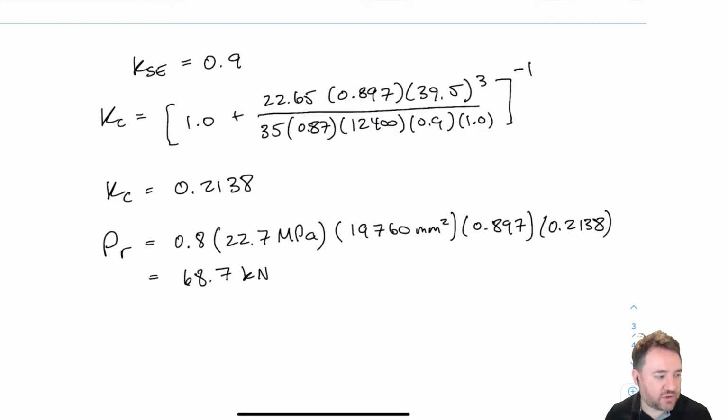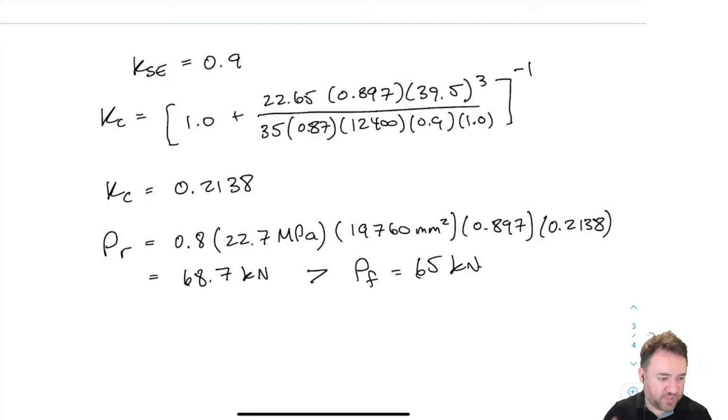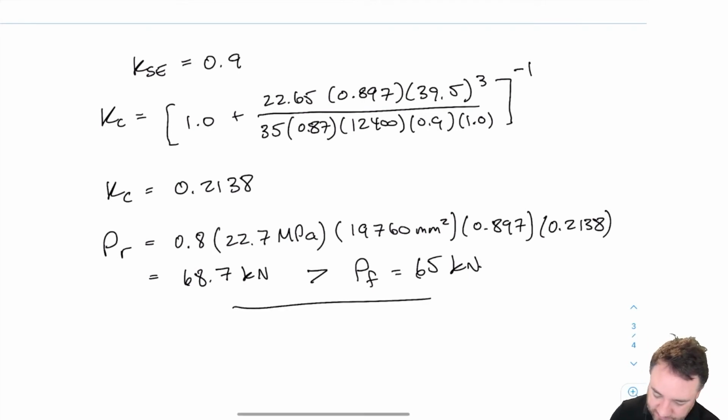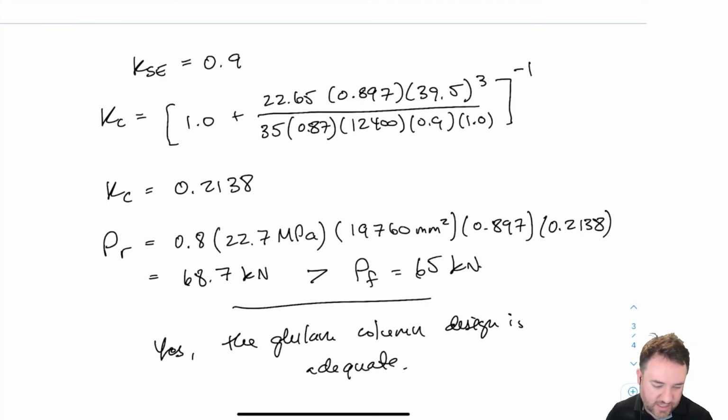When I do that calculation, I get 68,700, but that's in newtons, so I just divide it by 1,000 to get kilonewtons. And now I can check that this is greater than my PF, which happened to be 65 kilonewtons, and this comparison is done at an equivalent KD, so the KD for both is the same. And then I can say that yes, the Glulam column design is adequate. And that's it. All done.